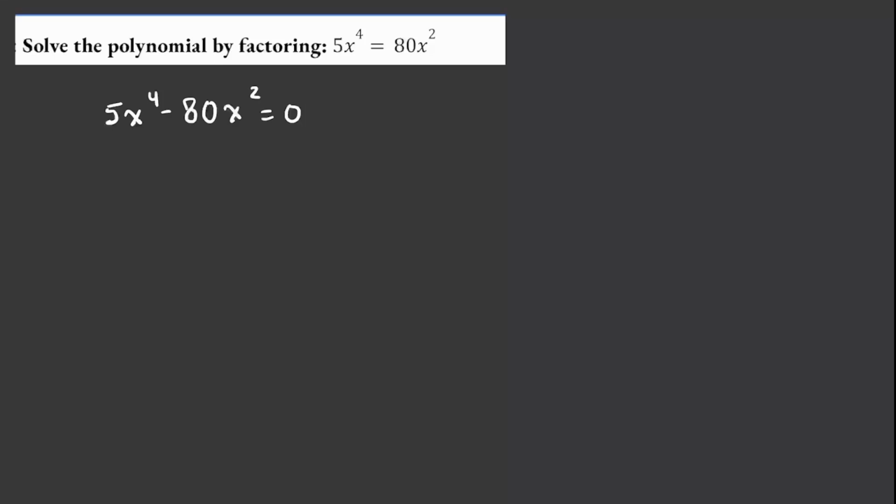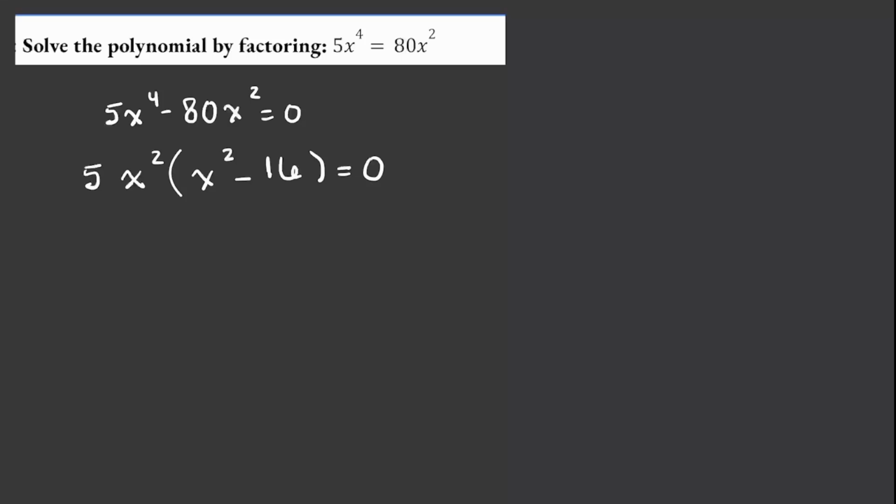Notice that each term contains a 5, and each of these terms contains an x squared. So my greatest common factor here is 5x squared. If I divide 5x to the fourth by 5x squared, I would have x squared left. 80 divided by 5 gives you 16. The x squared goes away and then equals 0.